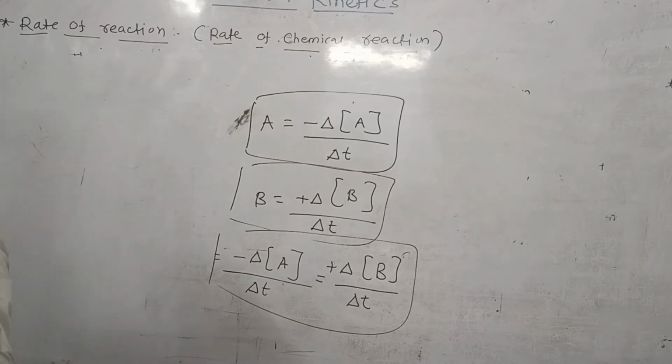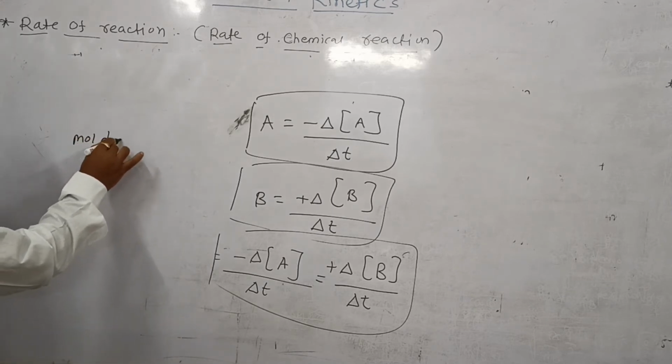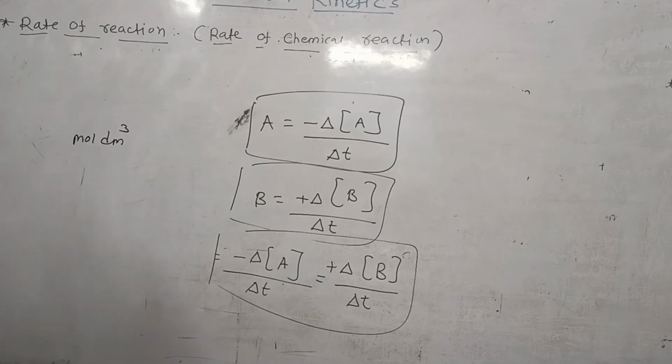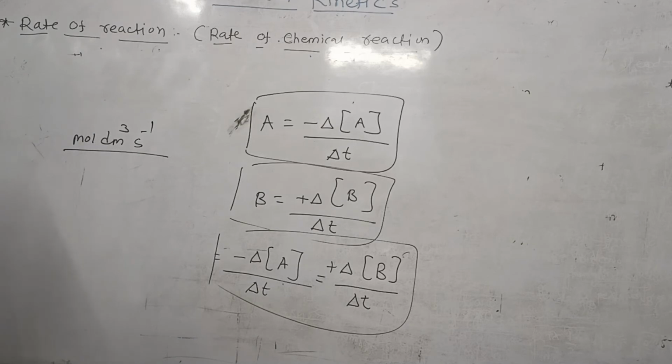The rate of reaction represents a decrease in concentration of the reactant per unit time or an increase in concentration of product per unit time. The dimension of rate is concentration divided by time, that is mole per decimeter cube per second.